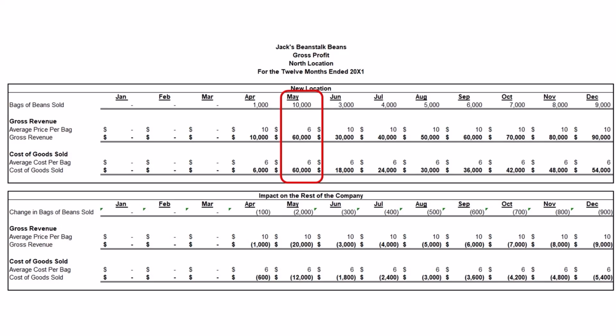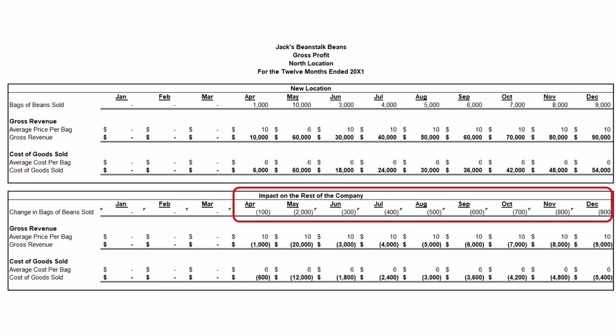Notice the average price per bag drops to $6, which is their cost. They are running a deep discount promotional sale. We'll also later see a spike in marketing costs in May. Sales drop back down in June and slowly rise during the rest of the year.